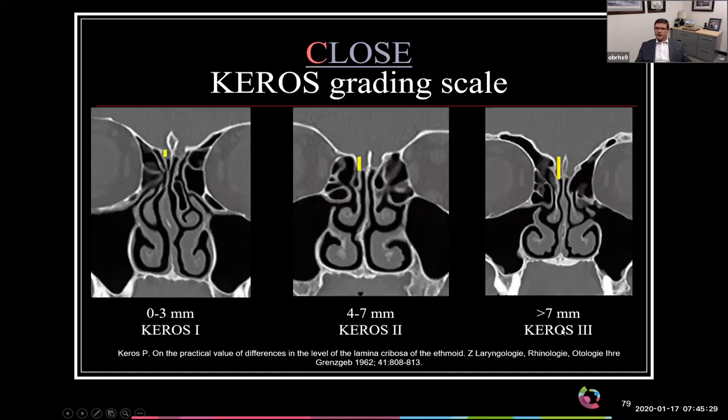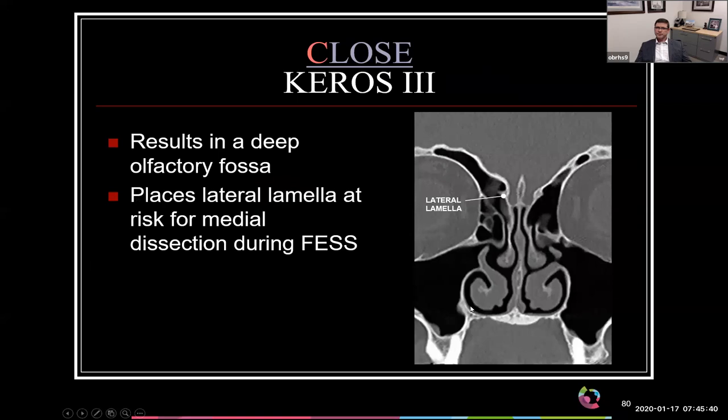So there are three grades of the Keros grading. 0 to 3 millimeters depth is grade 1, 4 to 7 is grade 2, and then greater than 7 is a grade 3. Now, grade 3 is important because as you increase the depth of the olfactory fossa, you increase the length of that lateral lamella. The lateral lamella is the weakest part of the cribriform plate. And when you injure the lateral lamella, you get a CSF leak, which is the most common serious complication associated with functional endoscopic sinus surgery.